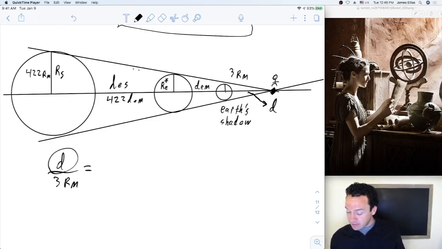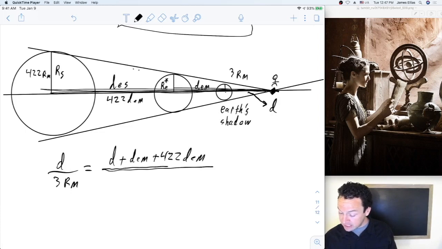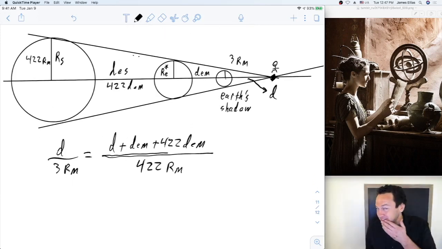The base divided by the height of the little triangle is equal to the base of the big triangle divided by its height. Now, what's the base of the big triangle? This is a little complicated. It's D plus DEM plus 422 DEM, right? Because that's the base of the big old triangle. I'm going to draw that base. Look at it. That's the base of the big old triangle, okay? And it's all of those things added up. What's the height of the big triangle? It's 422 RM.